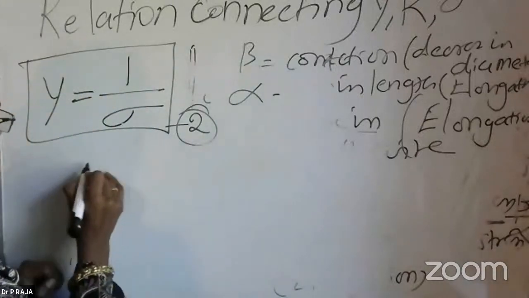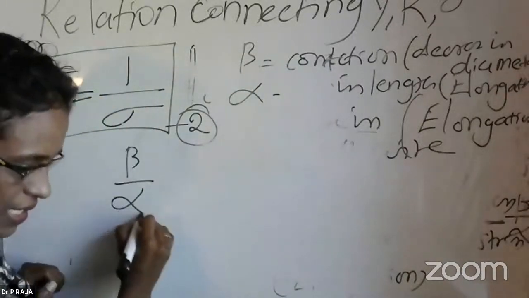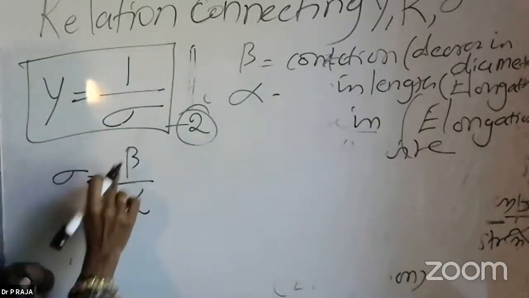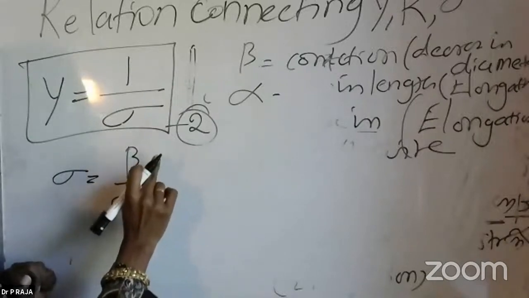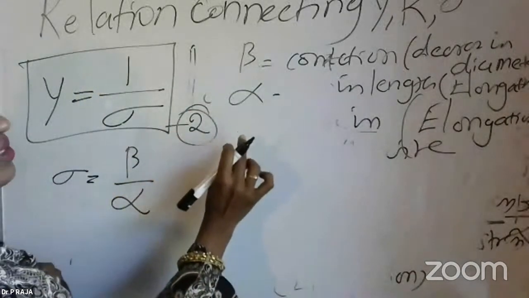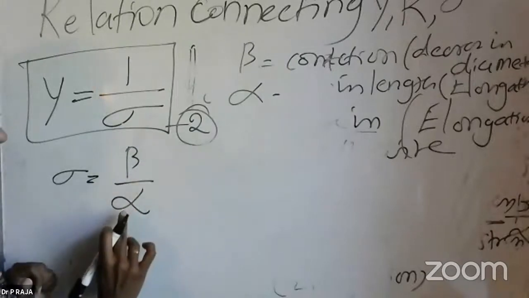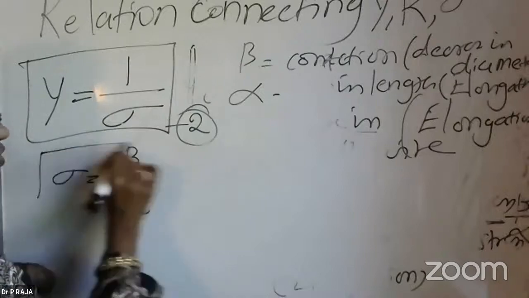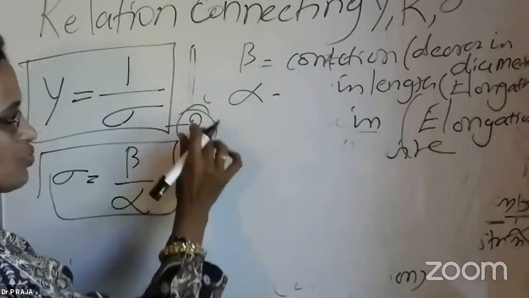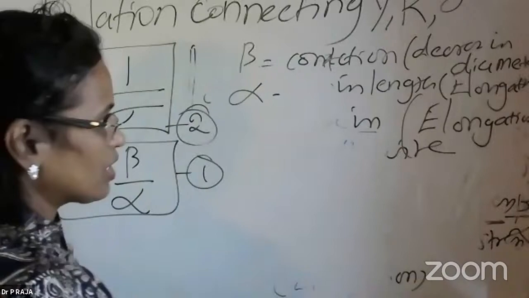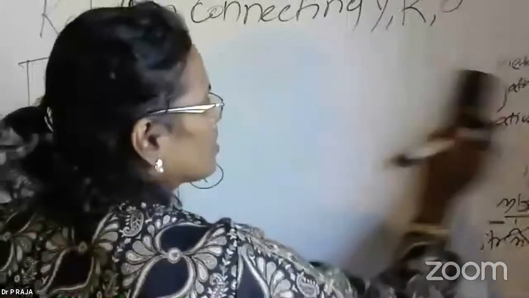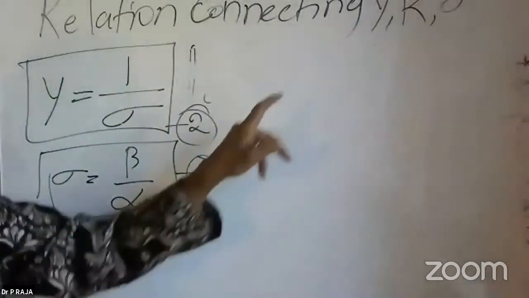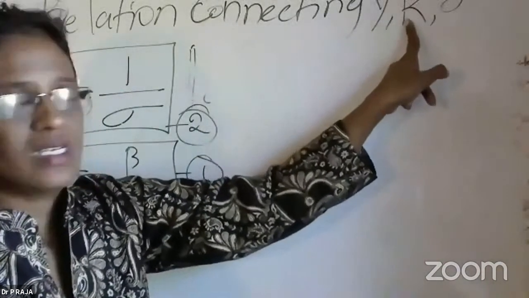beta by alpha is equal to sigma. Poisson's ratio is related to the ratio of the contraction per unit length, divided by the elongation per unit length. So this was our first equation. This was our second equation. Keeping this in mind, we will come back to our exact study. These are required for connecting this relationship of Young's modulus Y, K, and sigma.